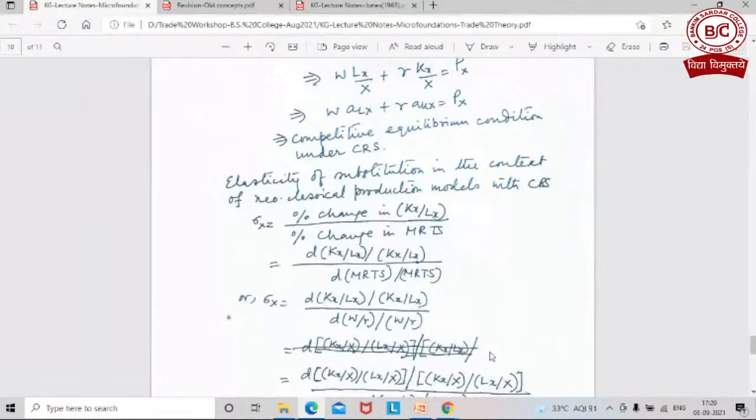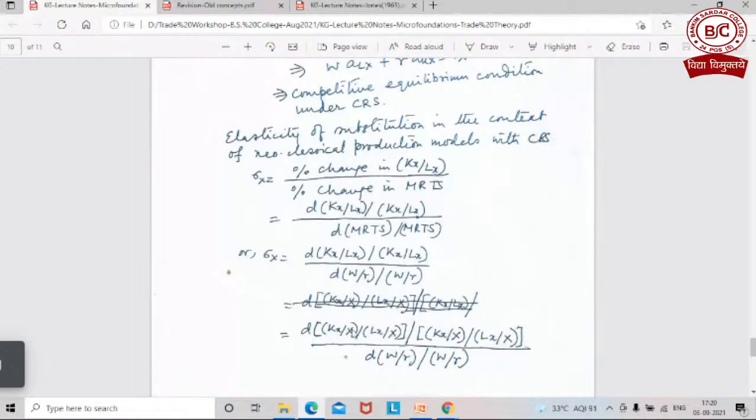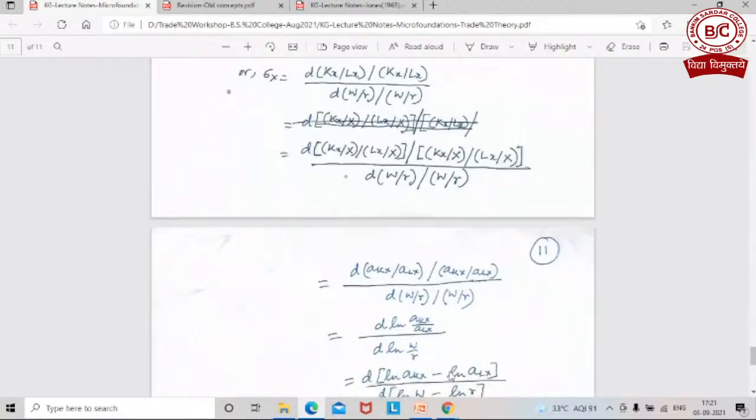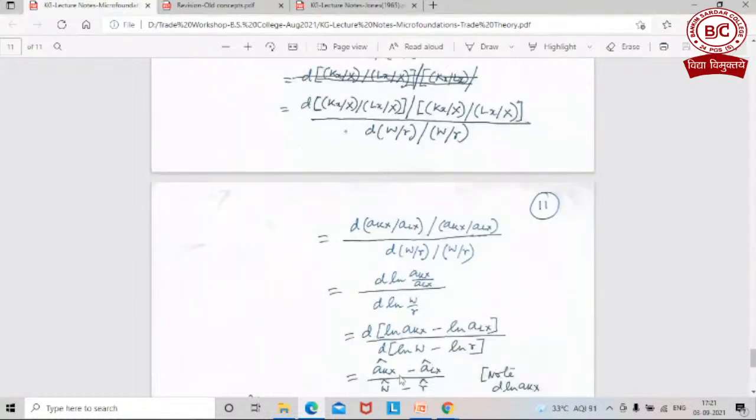Now, I've made some deliberate adjustments. In the numerator Kx by X, and I've also divided Lx by X, so it gets adjusted. So here also, Kx by Lx, I divide Kx by X and Lx by X, so it gets adjusted. And we have d(W by R) by (W by R). Just to change the interpretation, I can write it as d(Kx by Lx) by (Kx by Lx), and d(W by R) by (W by R). Since d of z by z means d of log z, can I not write it as natural log of Kx by Lx? Is it okay? So just make it log. Now, you know that log of x divided by y is log x minus log y. So we have done this, and I can write it in this way.